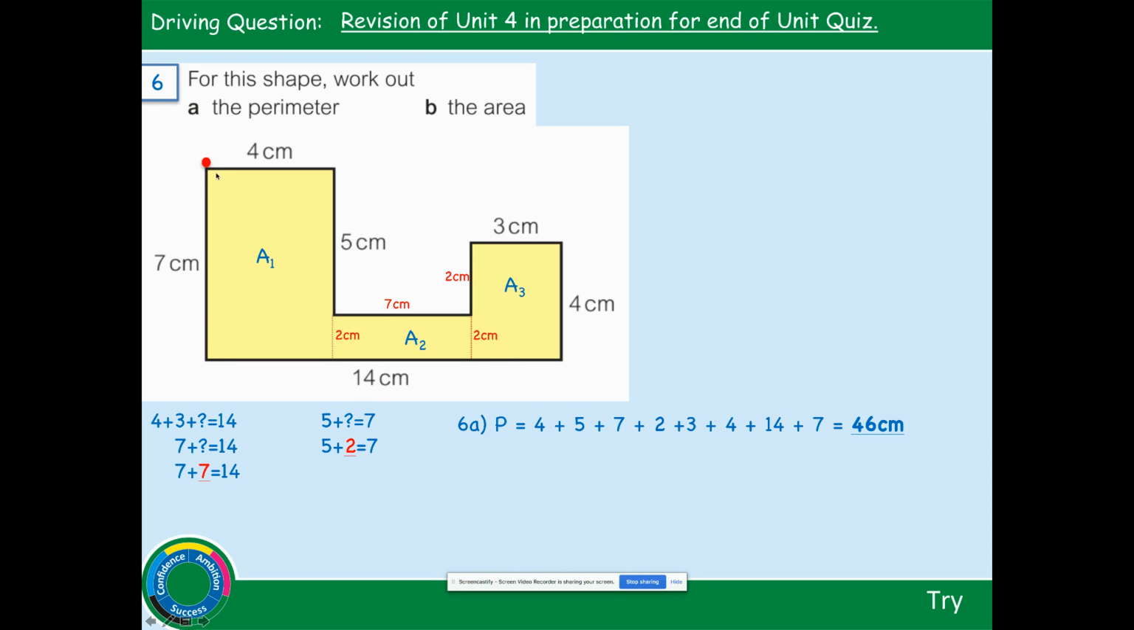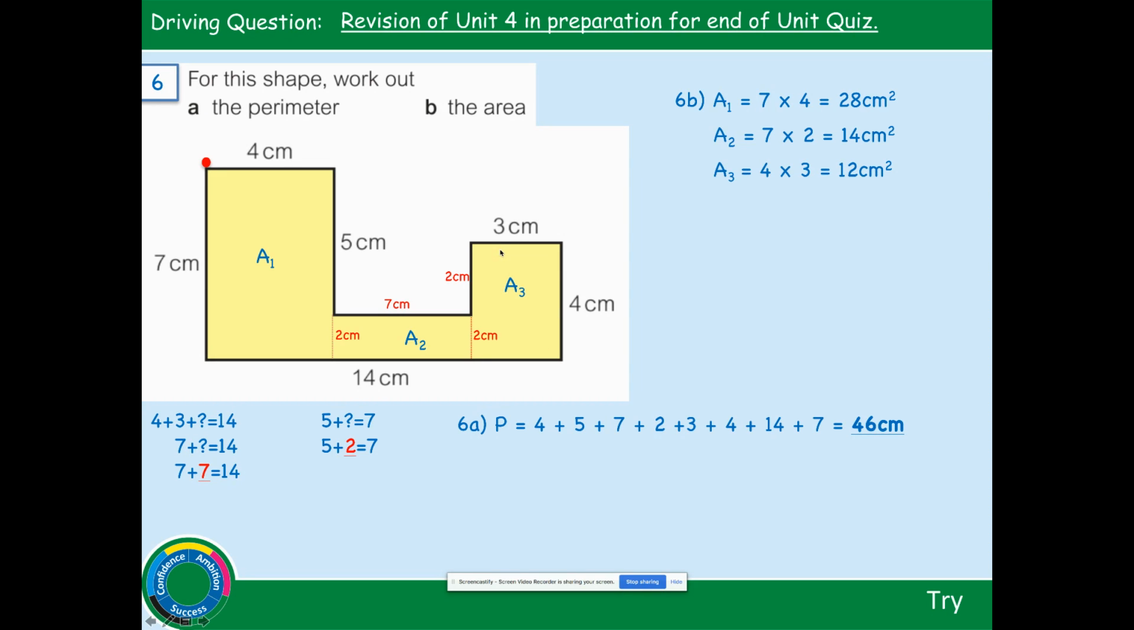So this one, I know I've got length 4 and 7. So 7 times 4, I'll do it up here. 7 times 4 is 28. My area 2, I've got 7 times 2. 7 times 2 for that rectangle is 14. And for this one, I've got 4 times 3. 4 times 3 is 12.